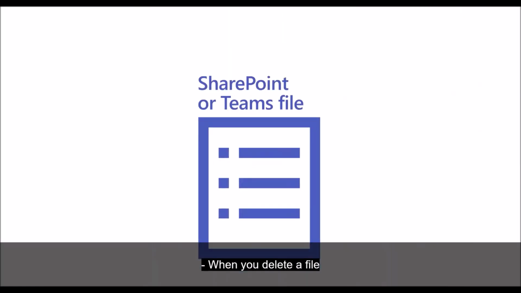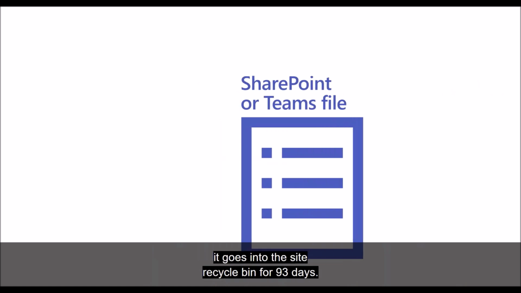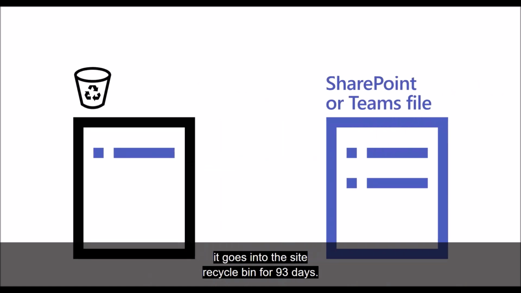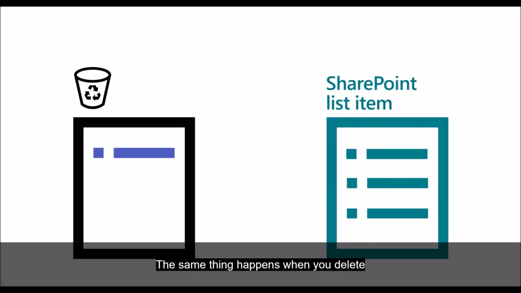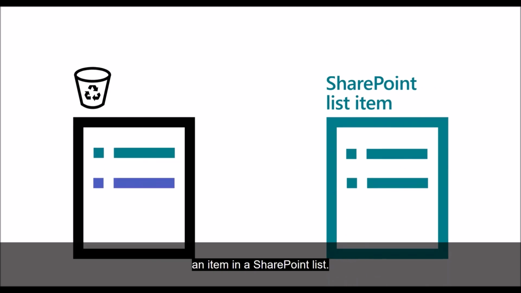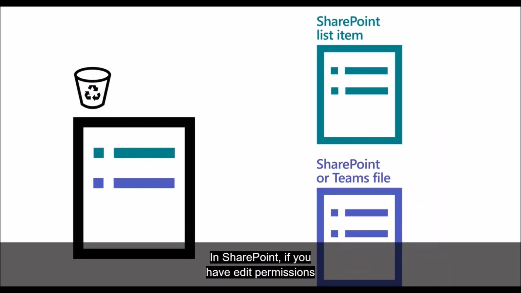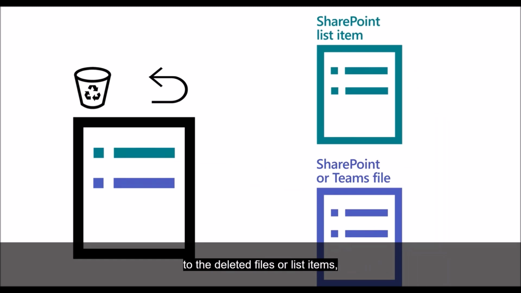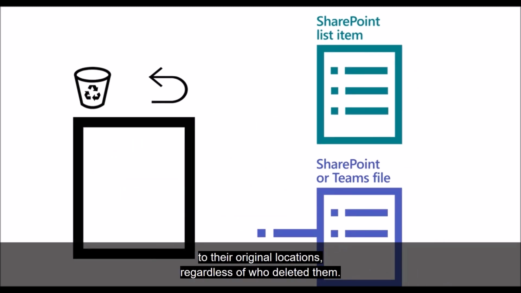When you delete a file in Teams or SharePoint, it goes into the site recycle bin for 93 days. The same thing happens when you delete an item in a SharePoint list. In SharePoint, if you have edit permissions to the deleted files or list items, you can restore them from the recycle bin to their original locations regardless of who deleted them.